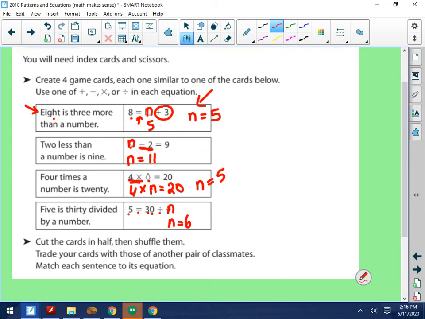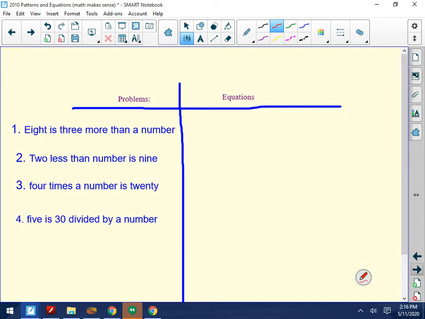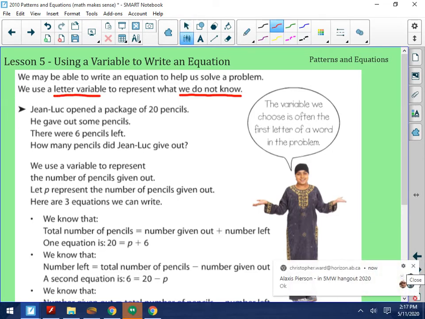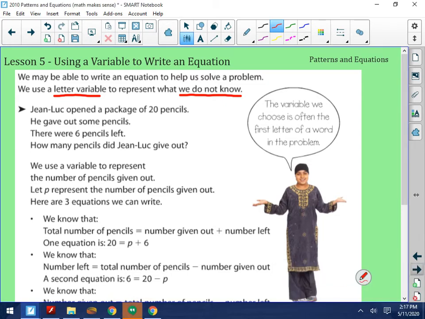Okay. Now, there is an activity that we do with that, but we're not doing it because you're not here. We just did those ones. So here is what's in the textbook. We may be able to write an equation to help us solve a problem. We use a letter variable to represent what we do not know. Now, Jean-Luc opened a package of 20, oh, we did that one already, Mrs. Wickenheiser. That's the pencil question. Okay.